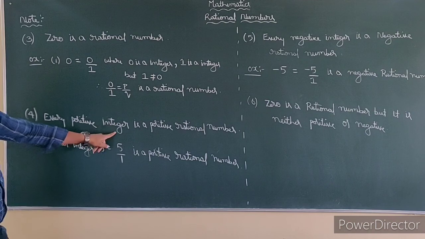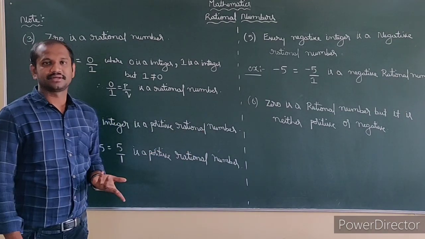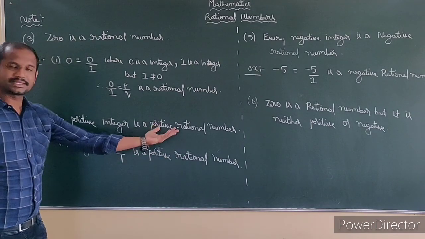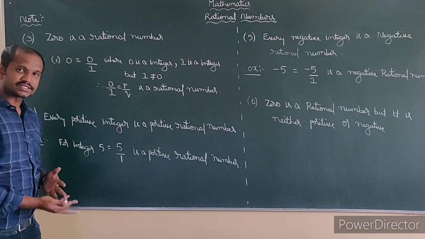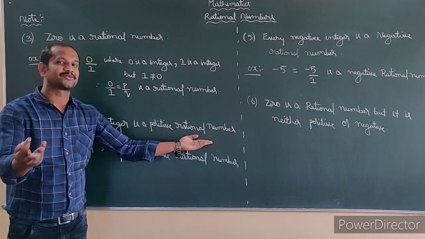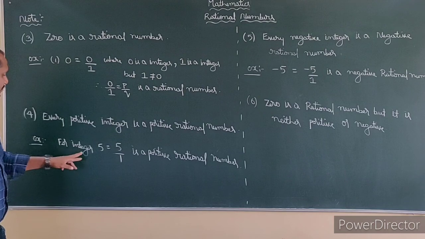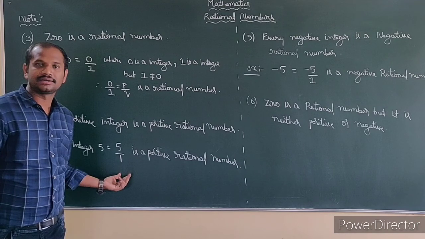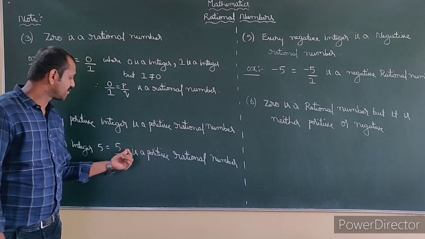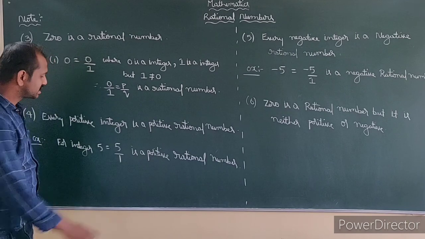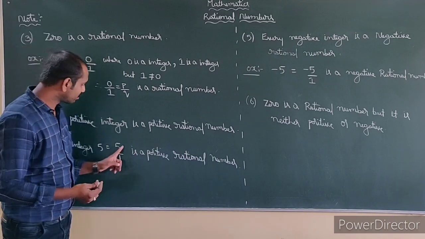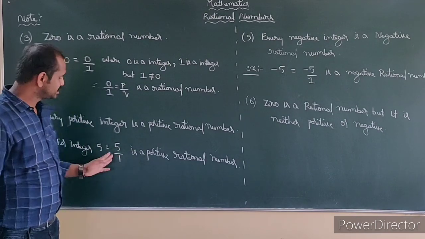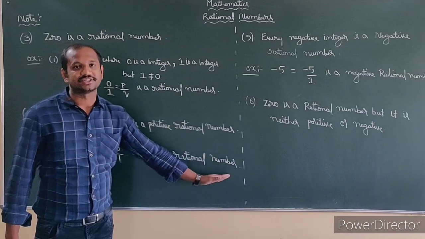See, every positive integer is a positive rational number. Obviously rational numbers are made up of integers, right? Two integers make a rational number. Then if the integers are positive, obviously the rational numbers are also positive. Let us see. For the integer 5, what is it? 5 by 1, in the form of p by q. 5 is an integer, 1 is an integer, and 1 does not belong to 0. Therefore, what is the sign it has? If there is no sign, it means it has a plus sign. So 5 by 1 is a positive rational number.